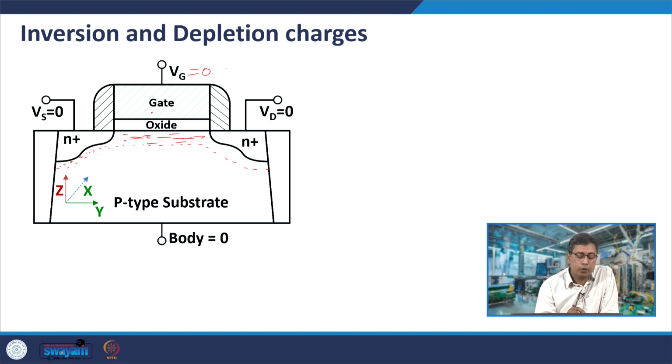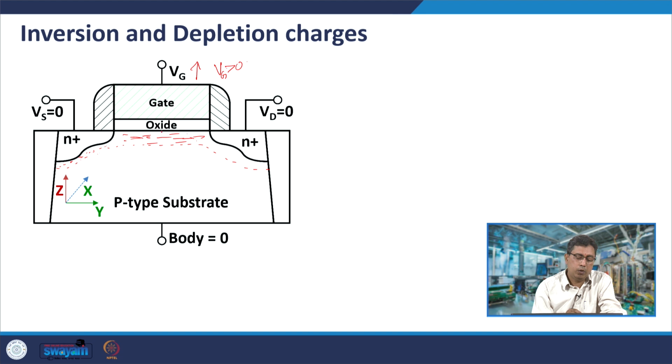Let us see. When you apply a gate voltage of 0, there could be a work function difference, and because of that, to get an equilibrium condition, there would be a redistribution of charges and already a depletion charge here, as you might have seen in a prerequisite course. Now, suppose you increase the gate voltage, so it is now greater than 0.